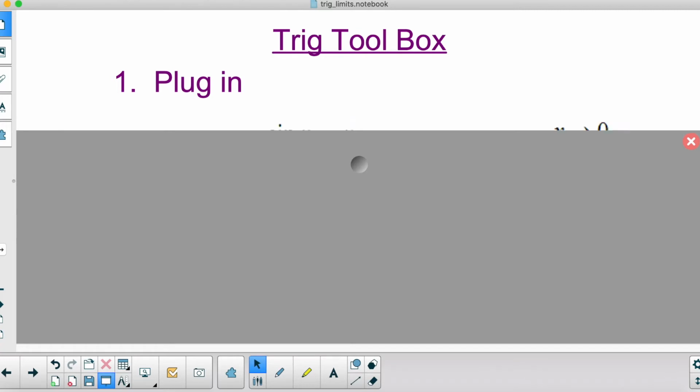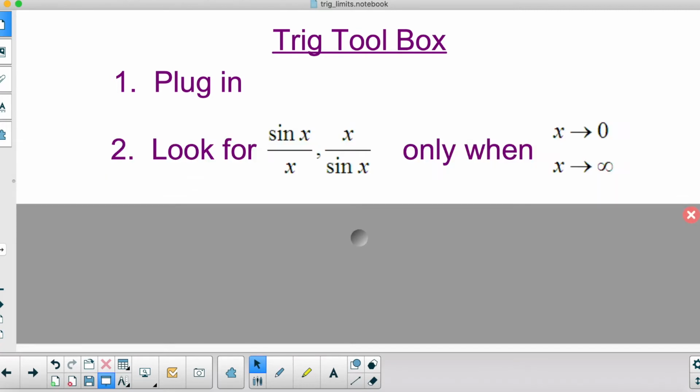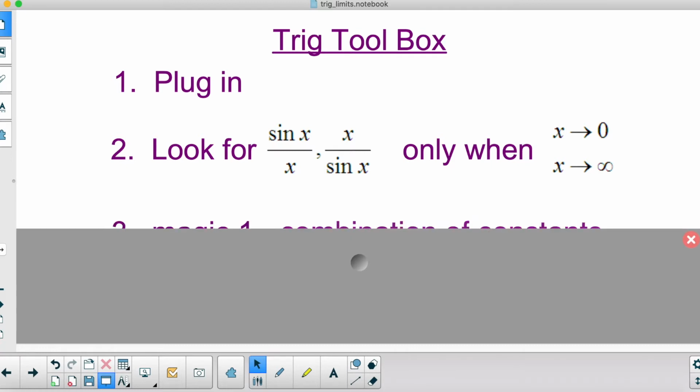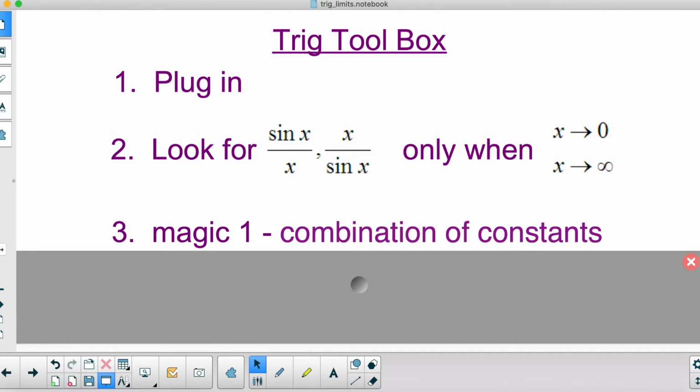The second toolbox trick is to look for the limit when x goes to 0 or infinity, when you have sine x over x or x over sine x. The third trig limit toolbox is the magic 1, and we're going to use this in 2 different ways.